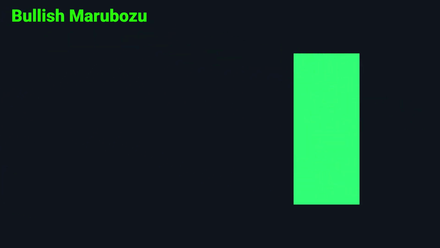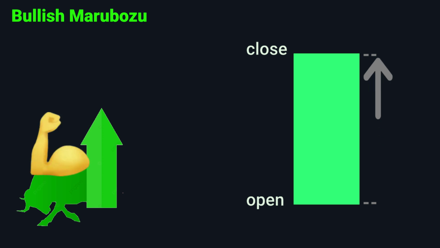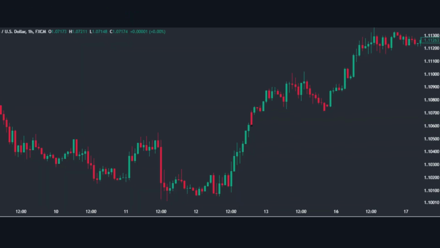A bullish marubozu is represented by a long green candlestick with no upper or lower shadow. This signifies that buyers dominated from the opening price to the close, indicating a robust bullish sentiment in the market.